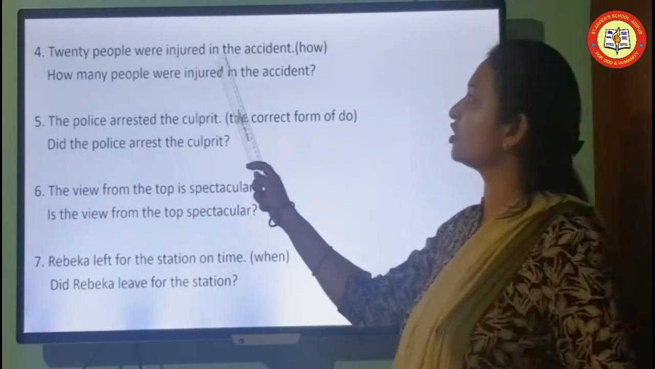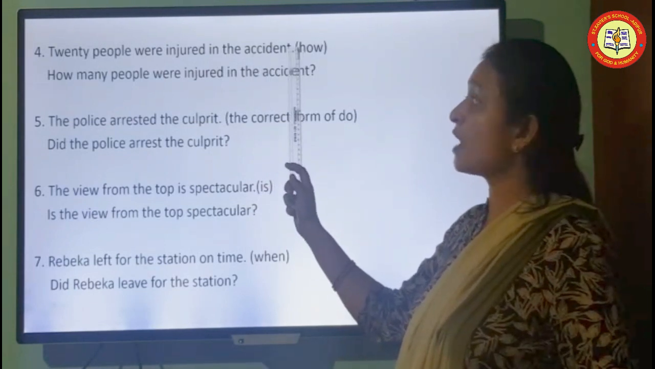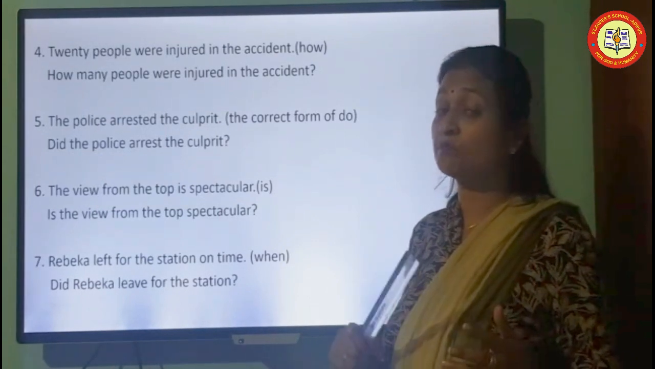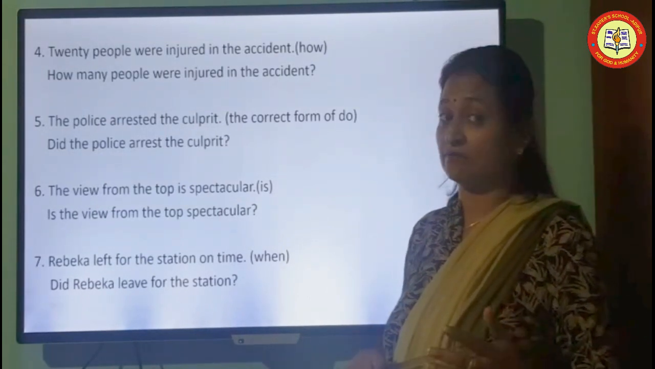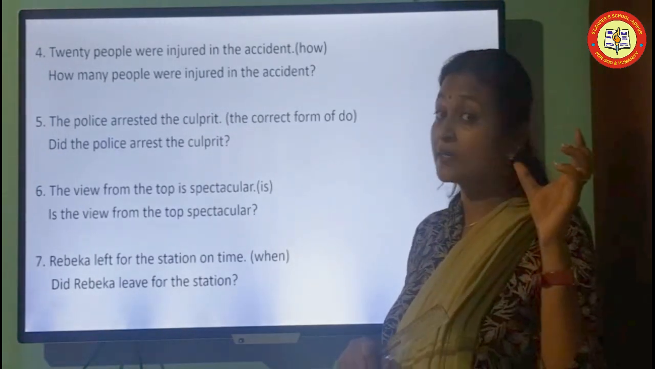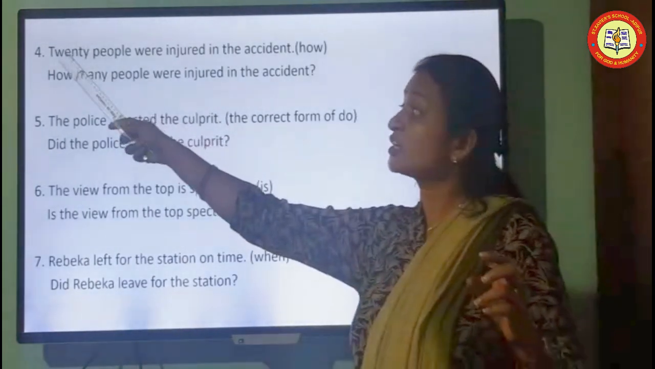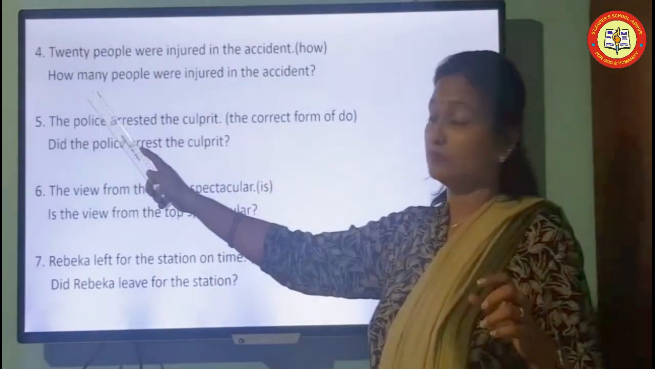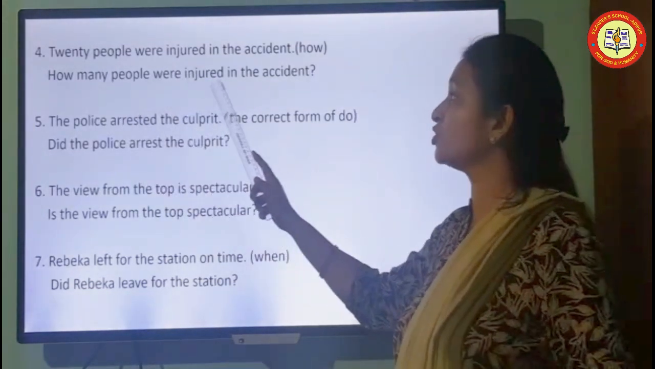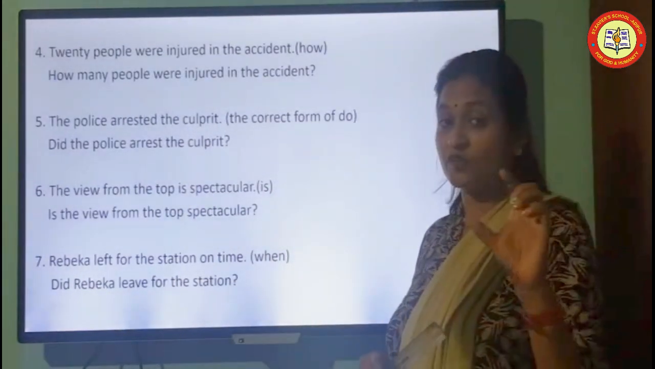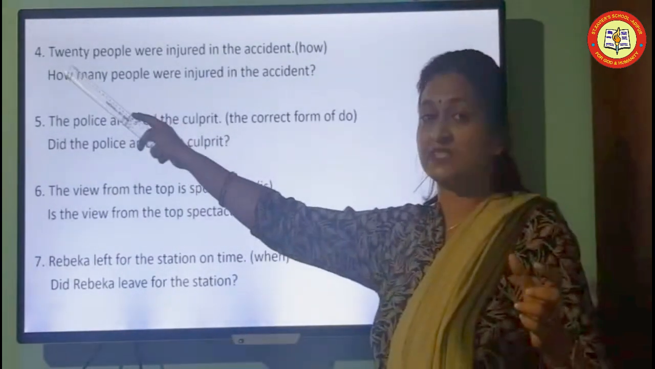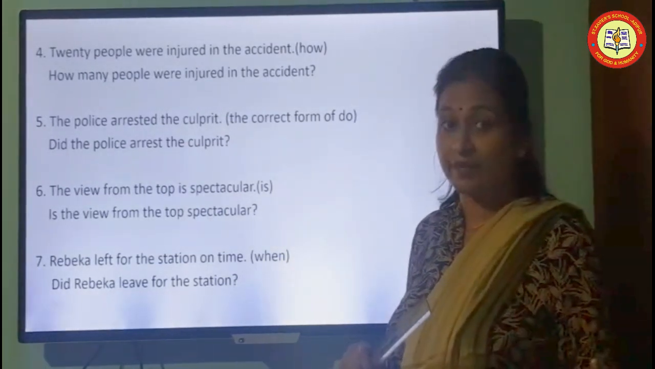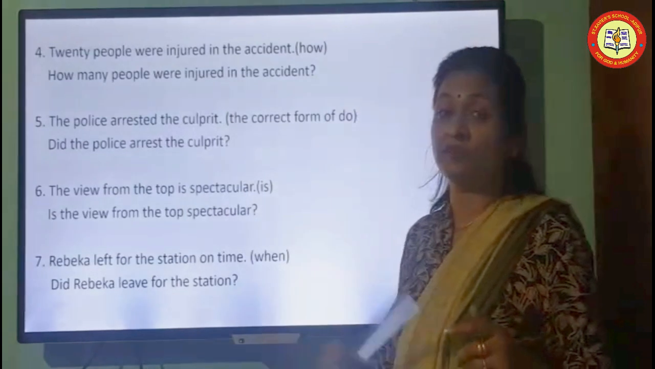20 people were injured in the accident. How? Now, in the previous sentence, you know that we have used how, but along with how we have used much. Why? Because they have written some. Now some is considered as an uncountable one. And here they have mentioned 20, the number. It's countable. So we will be using many here. How many people were injured in the accident? Got the difference? Much and many. When the number is specified, you will always write many. Some, it's not clear, it's not mentioned. That's why we have used much in the previous sentence.